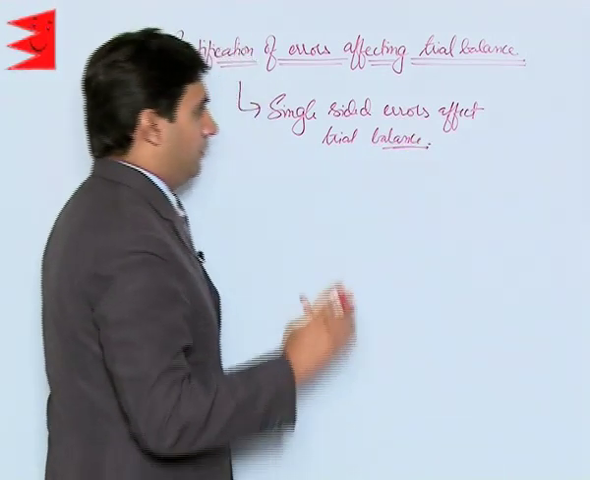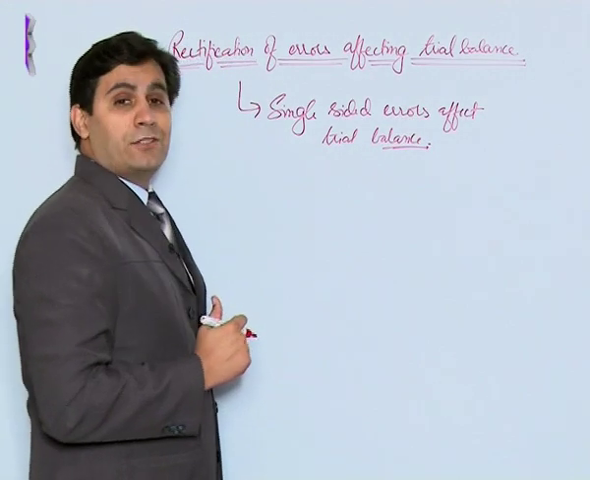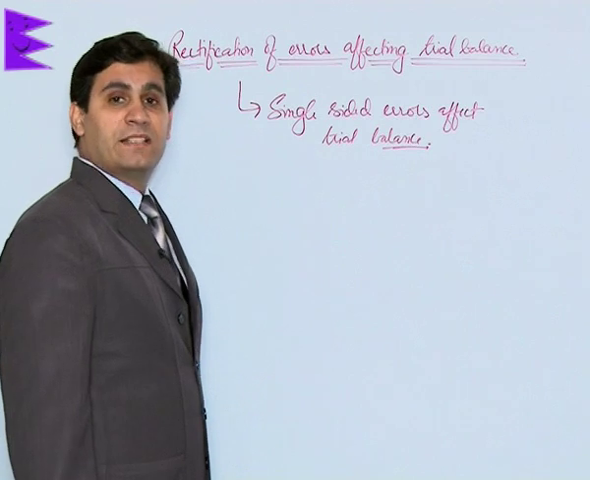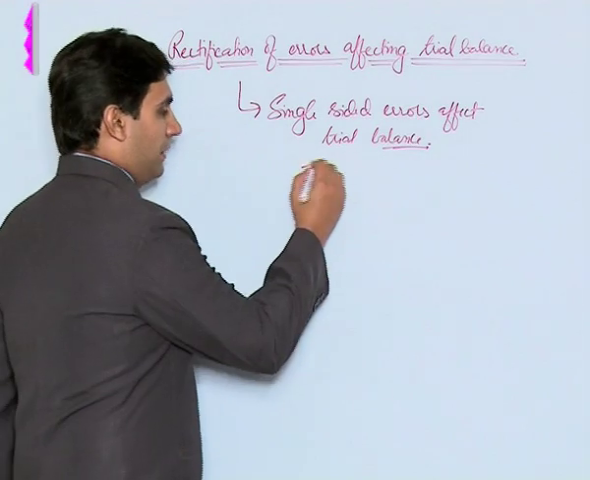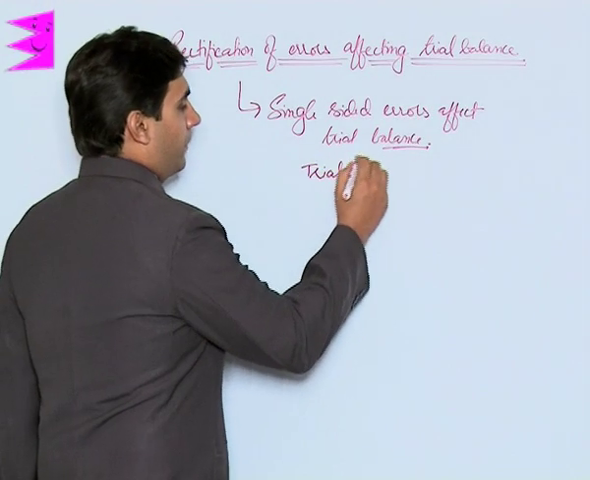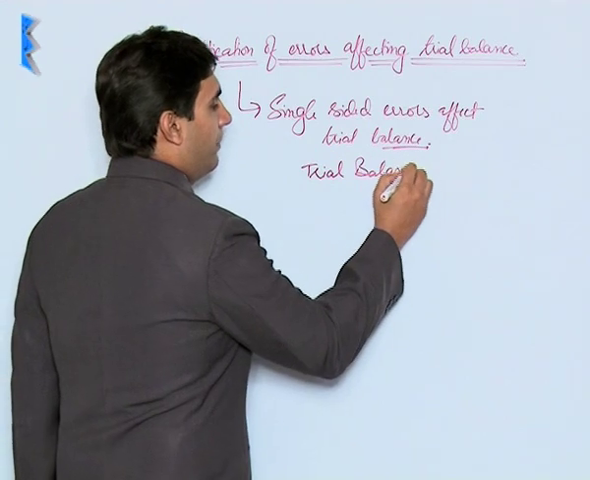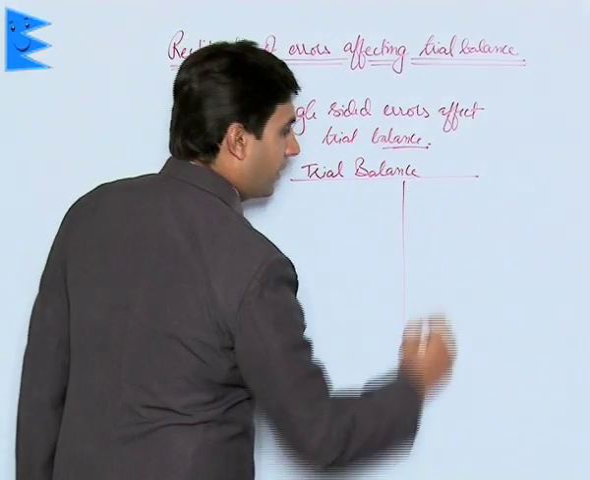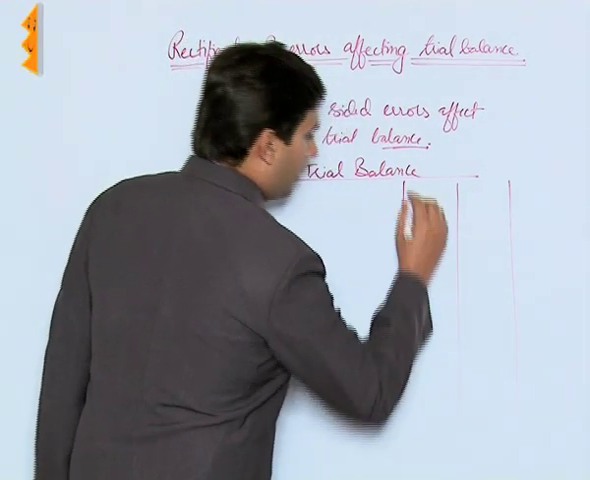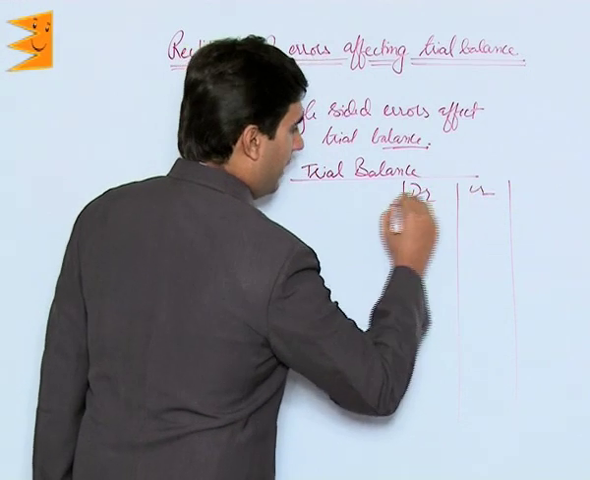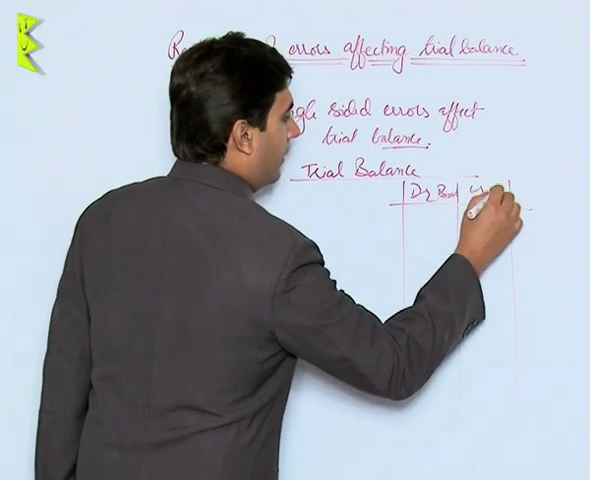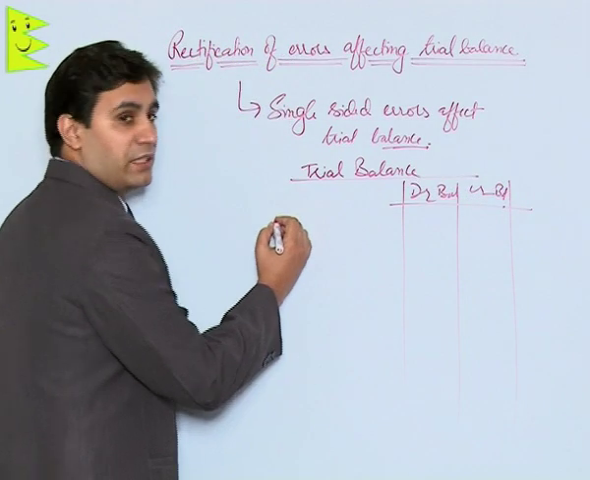Now students, how do we actually come to know that there is an error? We prepare trial balance. For example, for a particular company, we are preparing a trial balance. It is in draft form. These are debit balances and these are credit balances. And you are putting certain number of accounts.